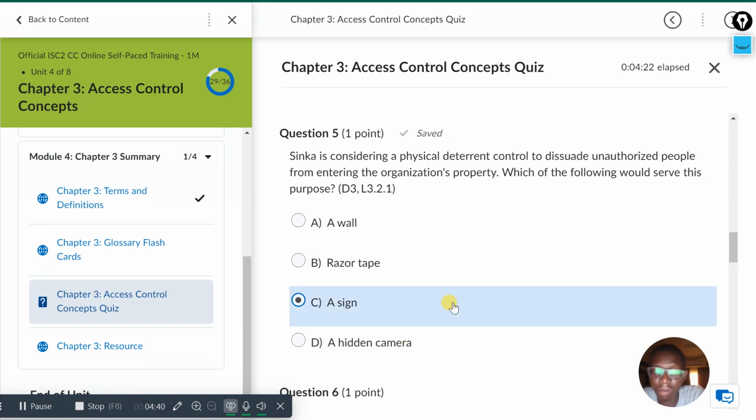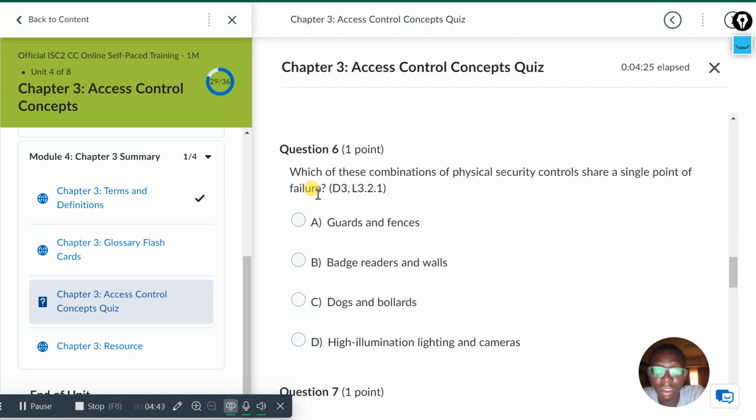So we are moving to question 6. Which of these combinations of physical security controls share a single point of failure, right? That is, they both would get beaten at the same exact time.